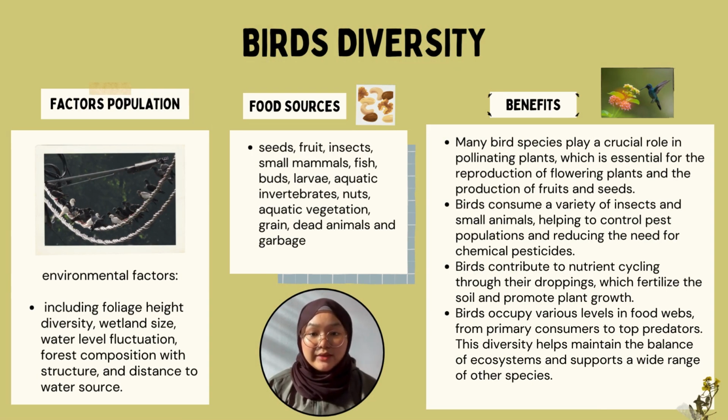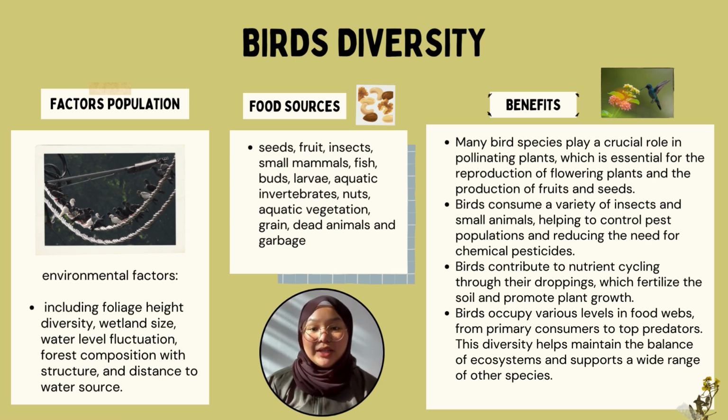Bird diversity. First, factors of population. It is environmental factors, including foliage height diversity, wetland size, water level fluctuation, forest composition with structure, and distance to water source. All of this can be defined as the UiTM TAPAH environment. Second, food sources. At UiTM TAPAH, birds usually eat seeds, fruits, insects, small mammals, fish, buds, larvae, aquatic invertebrates, nuts, aquatic vegetation, grain, dead animals, and garbage.